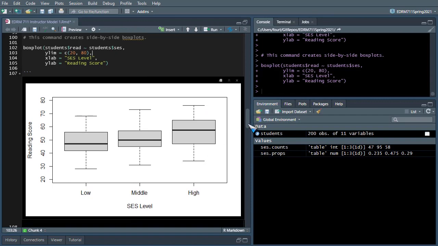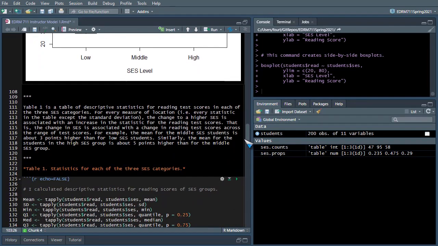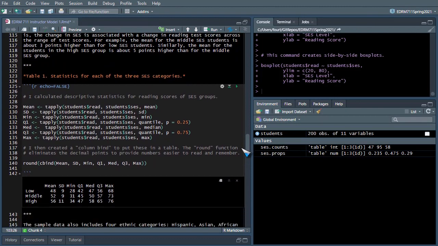So let's do my favorite statistics here. My favorite statistics, and I have them right down here, are to do mean and standard deviation, and then the 5-number summary: minimum, first quartile, median, third quartile, and maximum.